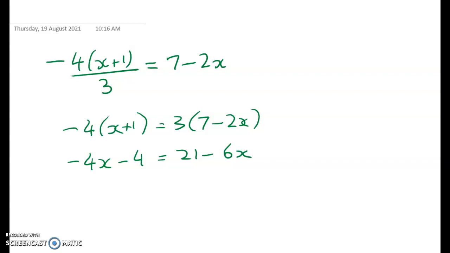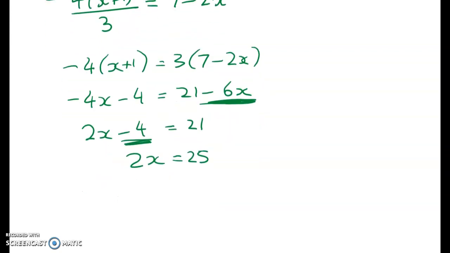Right, next I'm going to add 6x to both sides. That gives me 2x minus 4 equals 21. And now I'm going to add 4 to both sides. 2x is equal to 25, giving me a final answer of x is equal to 25 divided by 2.